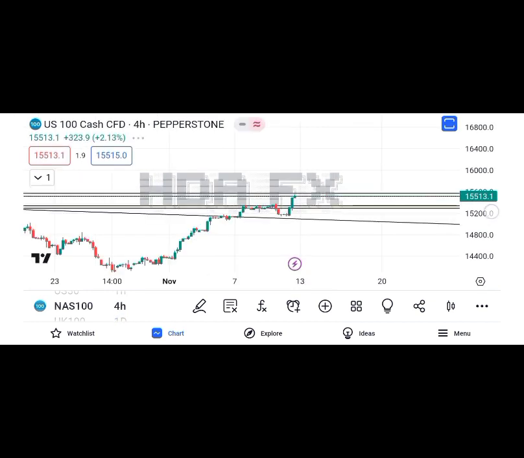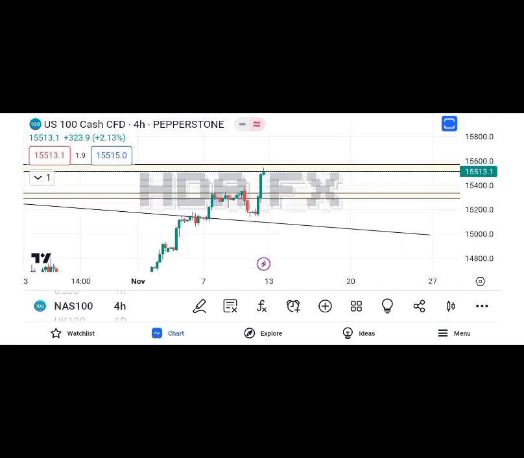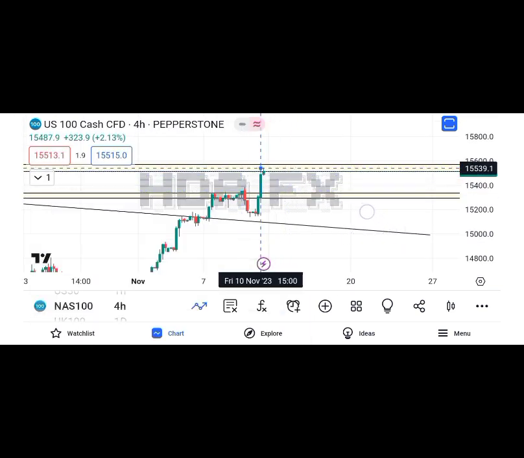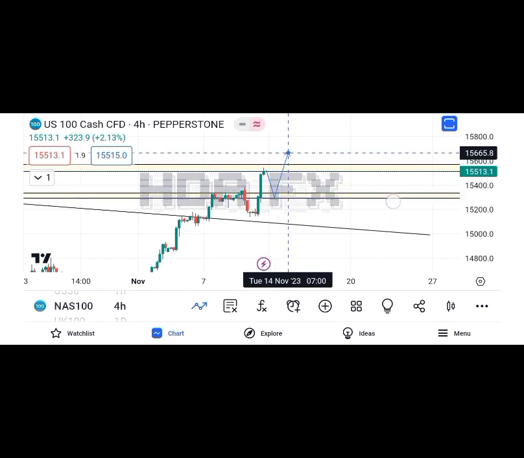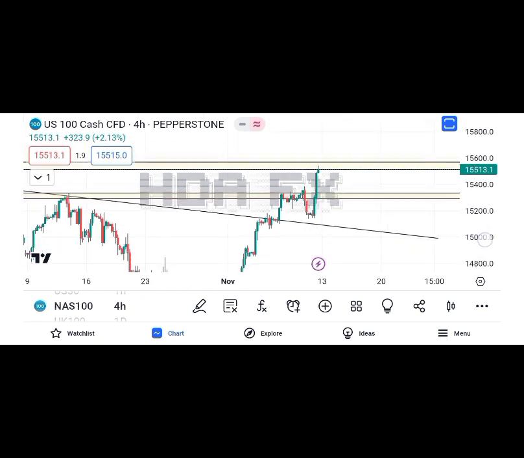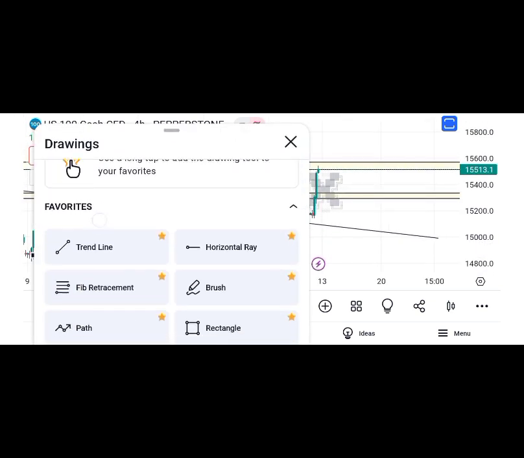Personally, this is what I want to see on NAS100. On the 4-hour time frame, I want to see the NASDAQ drop down to this key zone here. Then look for buying confirming candles, then buy some NASDAQ in this coming week. Like I said, anything can happen in the market. I always say anything can happen in the market, so let's be ready for whatever happens.